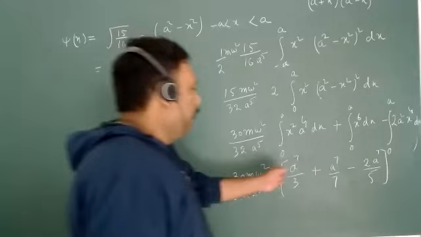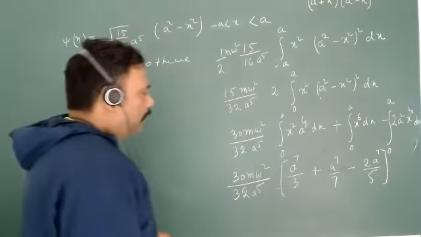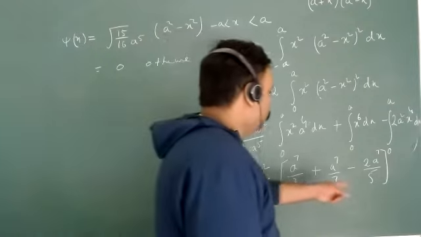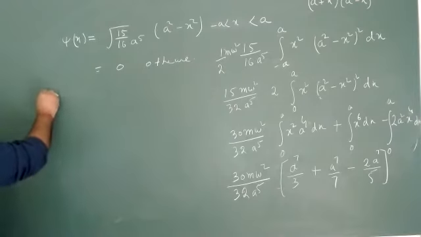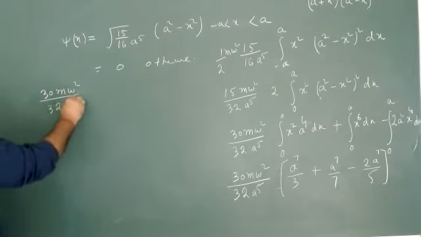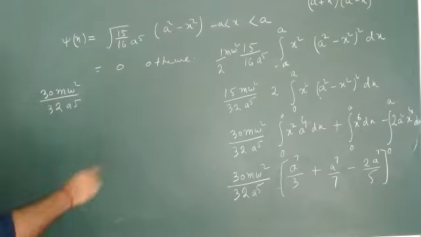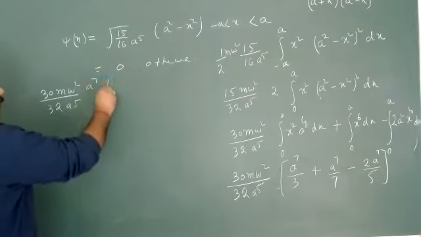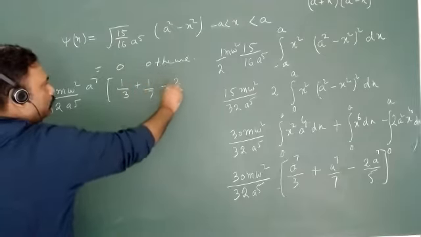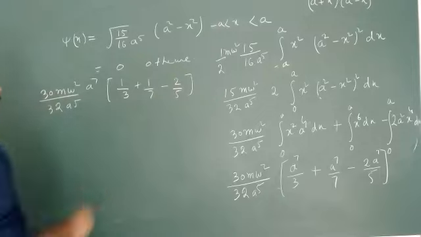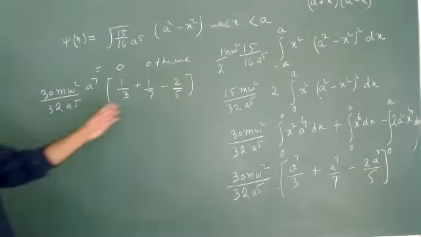So what will happen? I can take a to the power 7 common, and what will be your denominator part? So we can have 30 m omega square upon 32 a to the power 5, and we have a to the power 7, times 1 upon 3 plus 1 upon 7 minus 2 upon 5. What is this number? What number is coming? What will be this number? Please calculate.